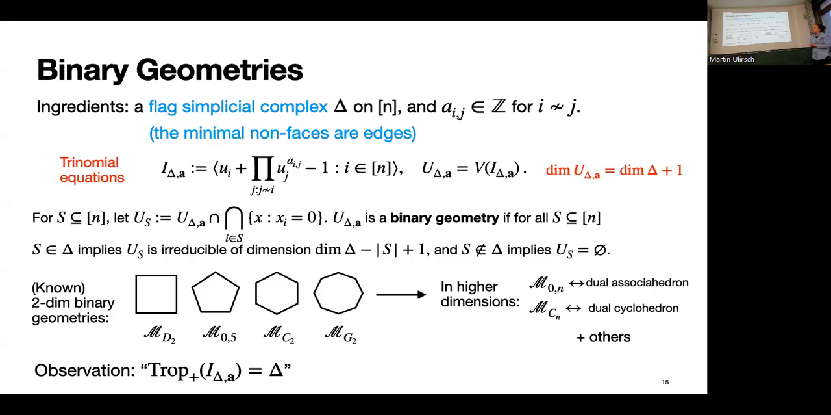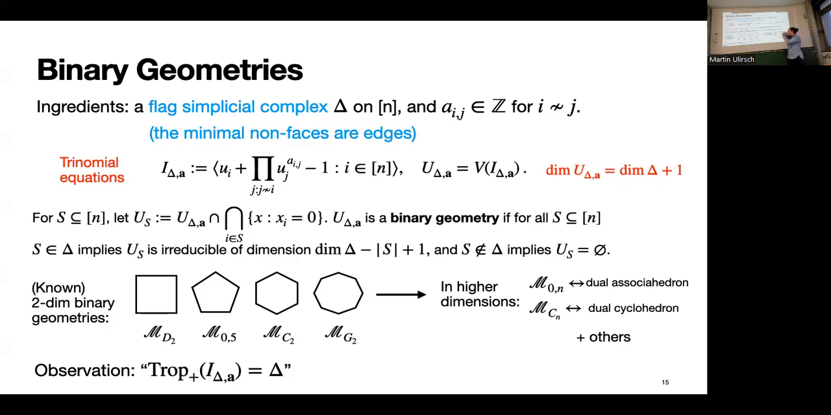So the ingredients are you start with a flag simplicial complex and some integers, and you build an affine variety that's defined by these equations. And the important parts of that, you have trinomial equations defining this. And this is not a complete intersection at all. So the dimension should be the dimension of the simplicial complex that you start with plus 1.